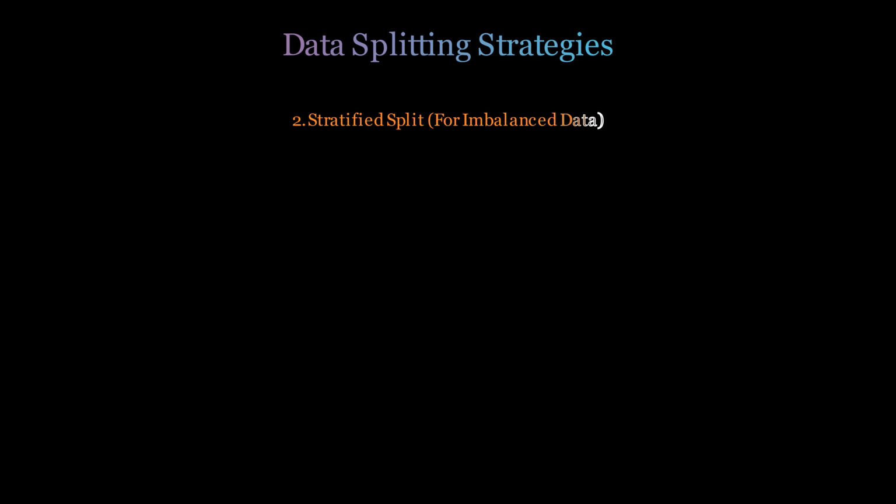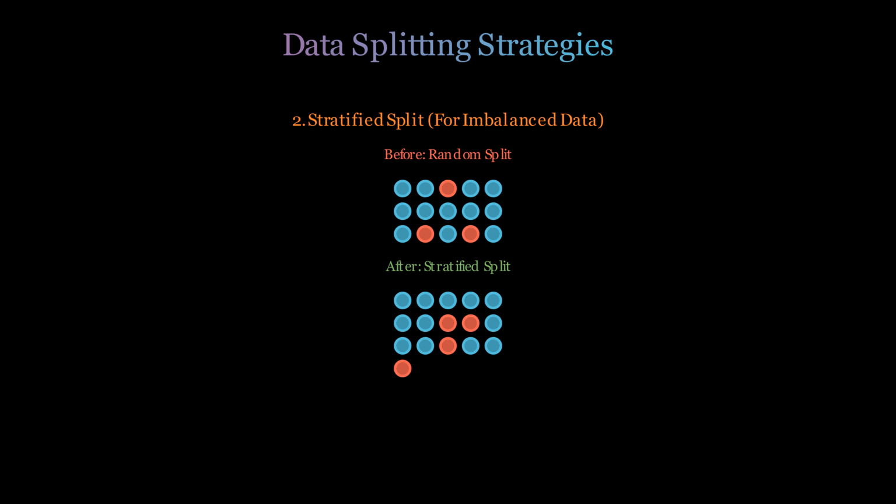Stratified splitting maintains the same class distribution across all splits. This is crucial for imbalanced datasets. For example, if your original data is 80% class A and 20% class B, stratified splitting ensures each subset maintains this same proportion. This prevents scenarios where your test set might have very few examples of minority classes.